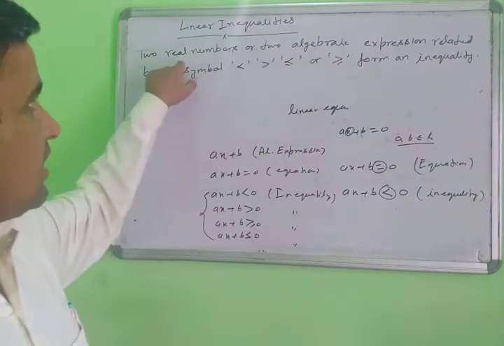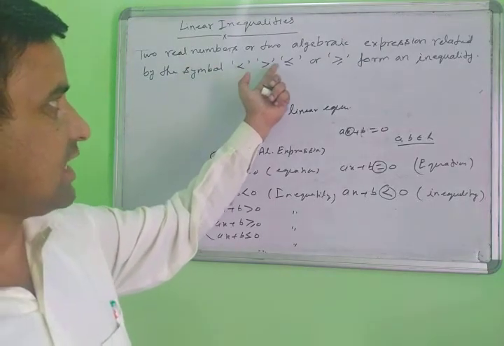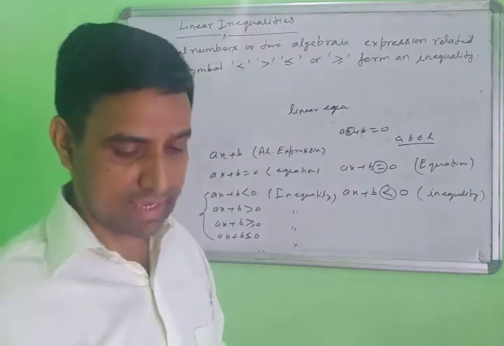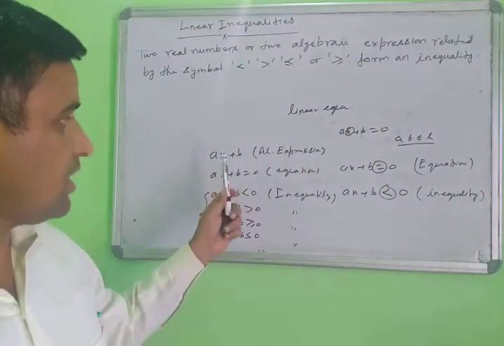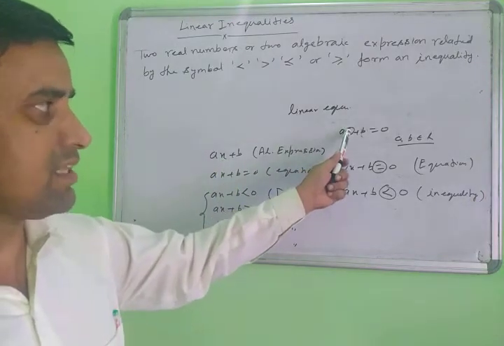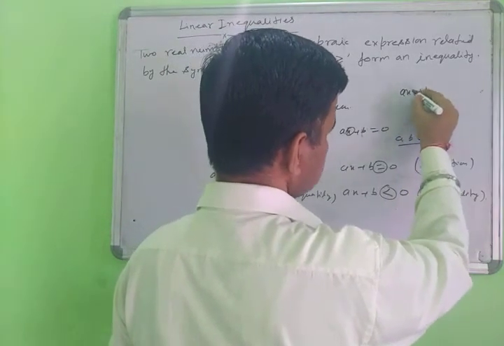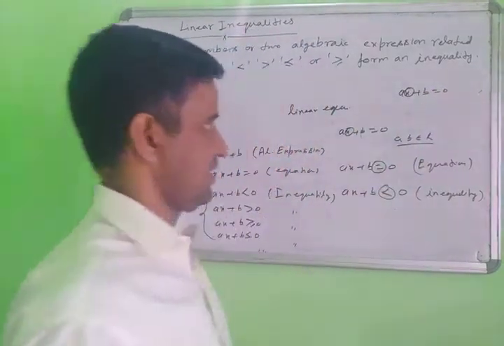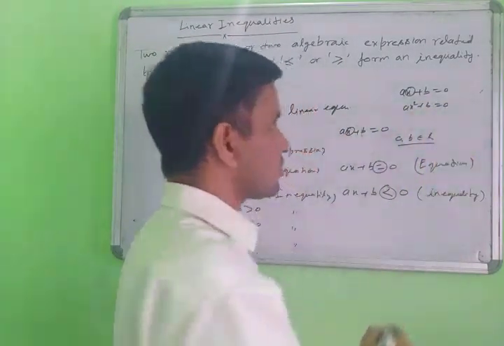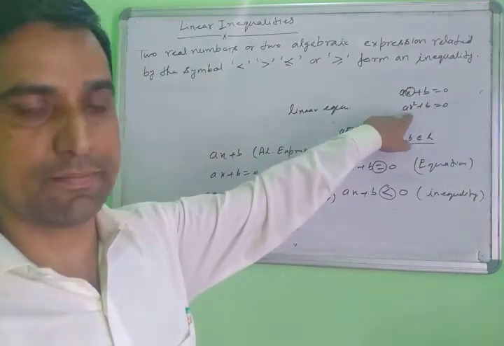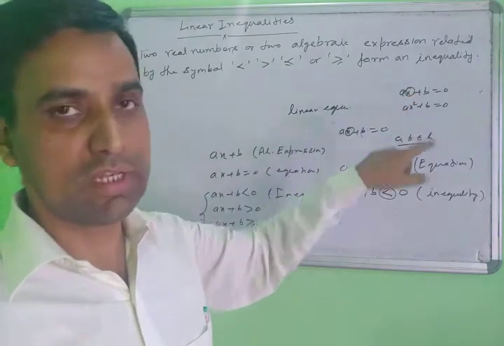Two real numbers or two algebraic expressions related by the symbols less than, greater than, less than or equal to, greater than or equal to form an inequality. And why is it called linear? Because the algebraic variable has power 1. Suppose the power changes, ax square plus b; this is not linear, this is quadratic. Power 2 is called quadratic, power 1 is called linear.